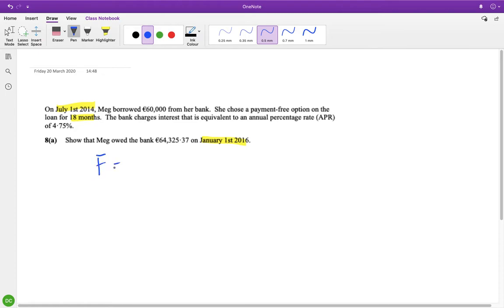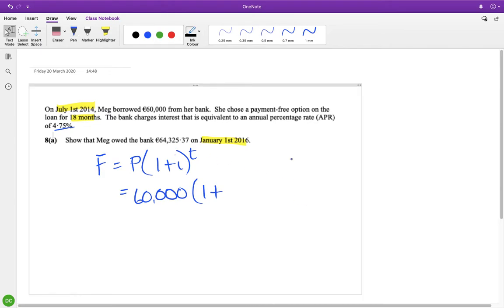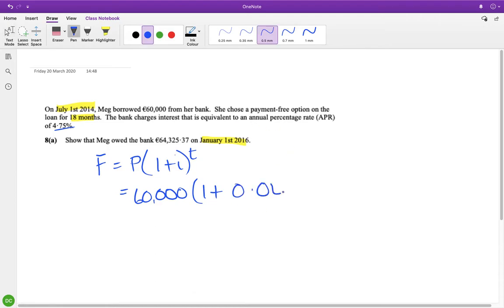So F equals P bracket 1 plus I to the power of T. So P is the money invested, which in this case is 60,000 euro. 1 plus 4.75%. Yeah, 4.75% is 0.0475 because when it goes into the formula it has to go in as a decimal, so you divide it by 100 to turn it into a decimal.